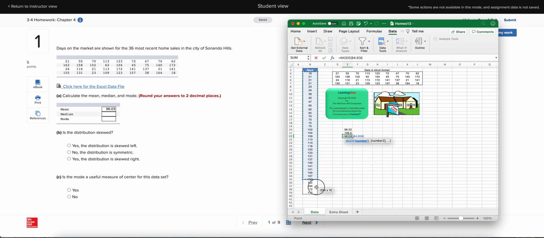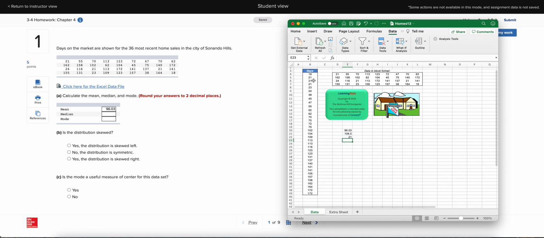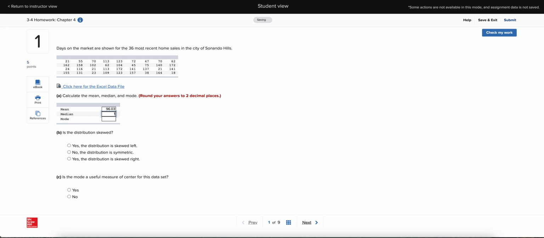Now be careful, Excel only gives one mode. So if there's more than one, you have to look for it. But it has 21 3 times, 62 twice, 70 twice, 113 twice, 23 twice, 141 twice. So it looks to be correct with 21. So then I can just type in my answers of 106.5 for the median and 21 for the mode. And again, I love to check my work.